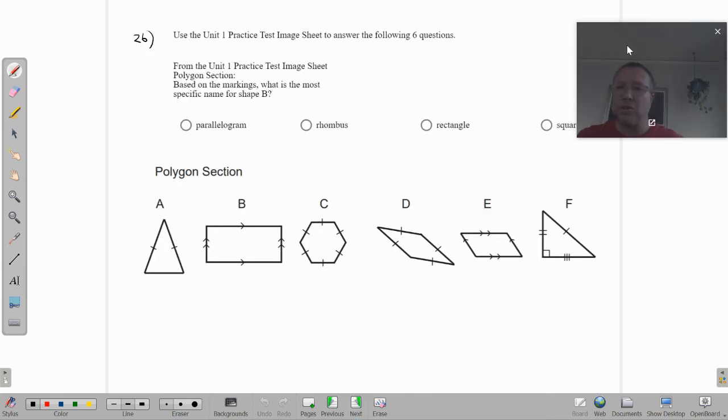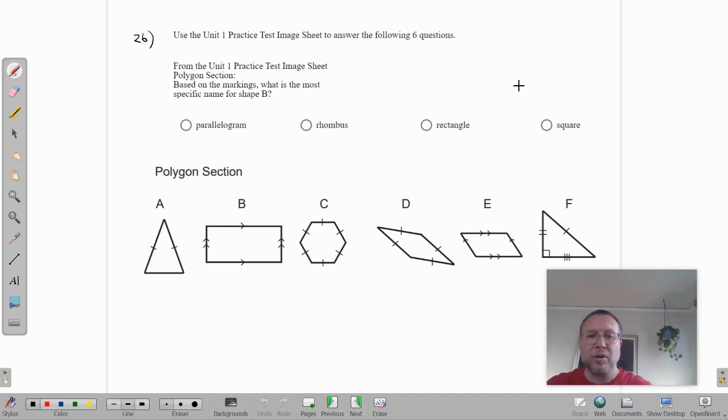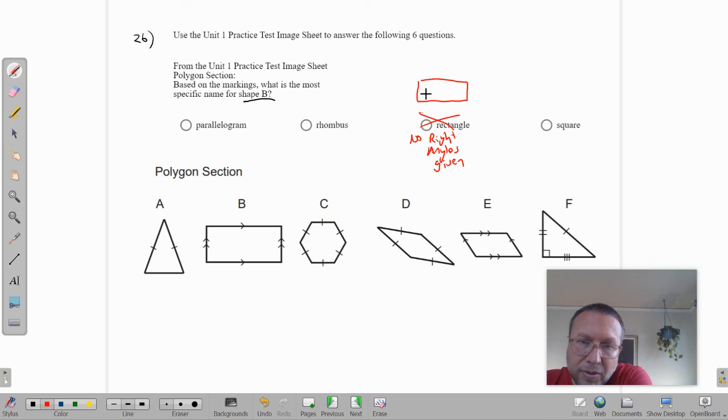26. We've got 2 left. The last 2 questions involve identifying a shape. And it's asking about shape B. So shape B is this one. Notice that there's no right angles. Your first thought might be that it's a rectangle, but notice that there's no right angle marks. So I'm going to say no right angles given. If there's no right angles given, I can't say that's a rectangle. Now, if the little boxes were there, then I could say it's a rectangle, but it's not. So then I can't say that.